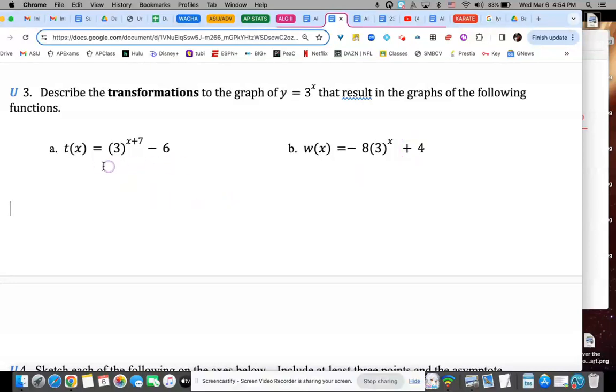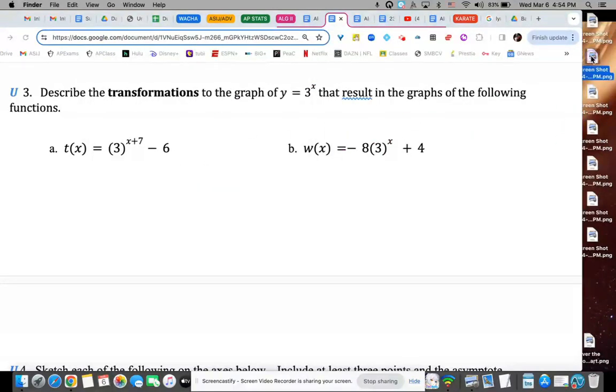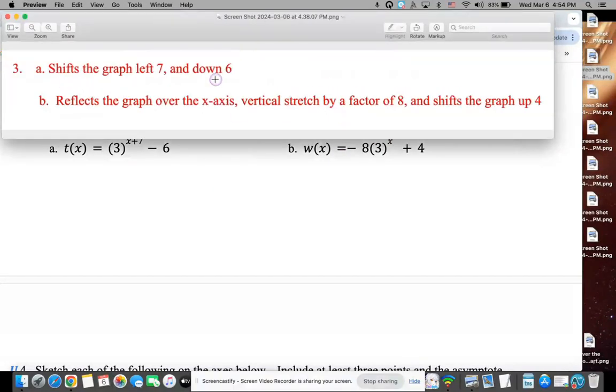So real quick on this one, I don't have any reflecting. I don't have any stretching, but I am going to shift to the left 7 and down 6. On this one over here, I'm going to have a vertical stretch of 8. It's going to reflect over the x-axis, and it's going to shift up 4. So you got to put all that together. Let me show you the answer key to that part real quick, right? So you see, you just write it out in words like a sentence, and that's exactly what I wrote there.